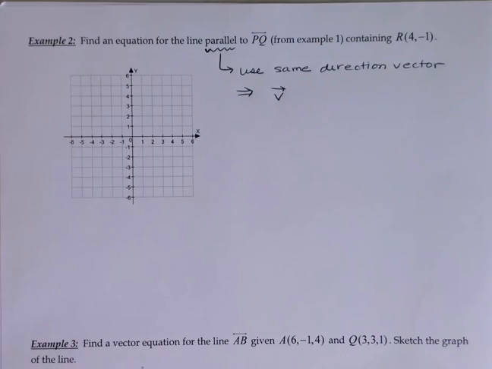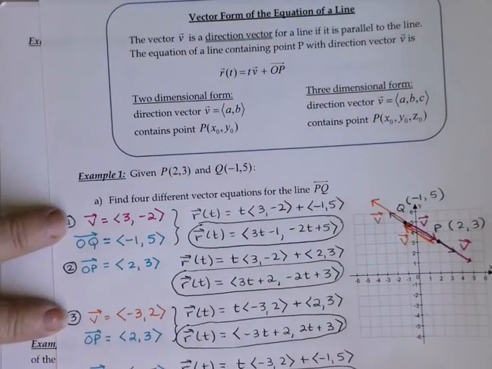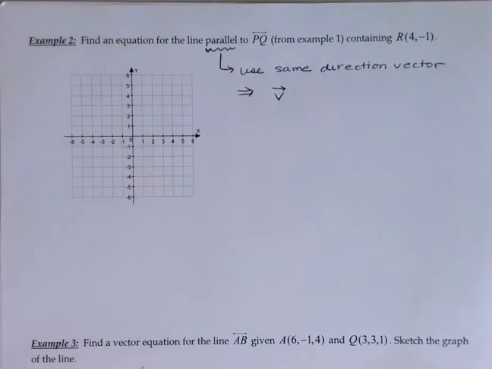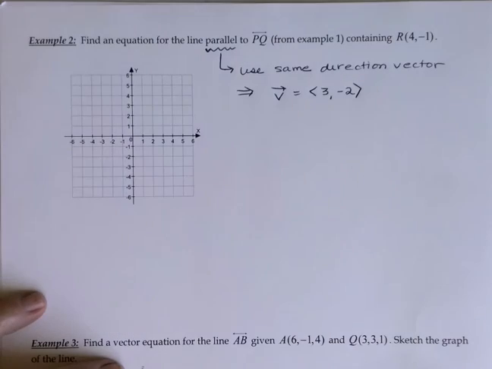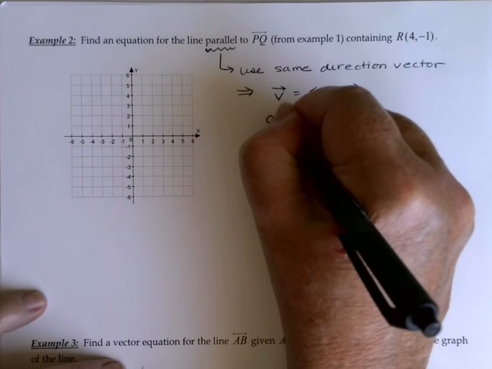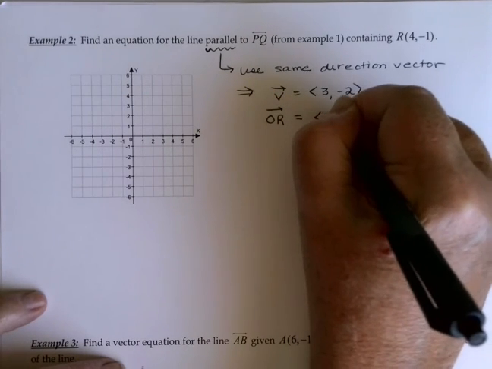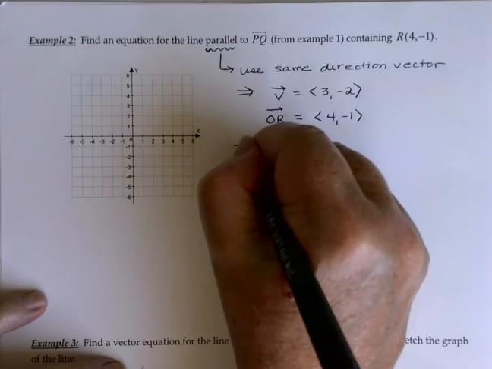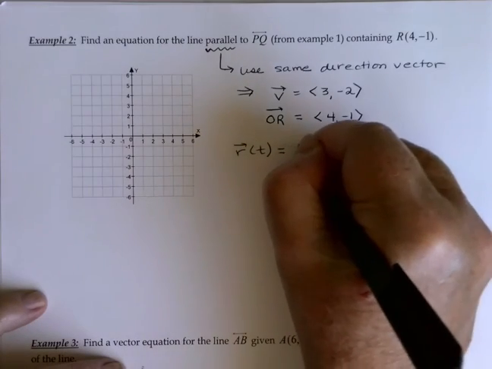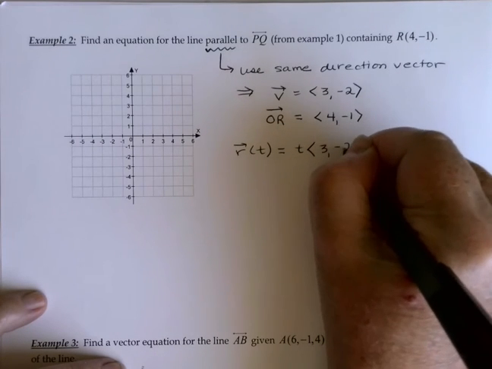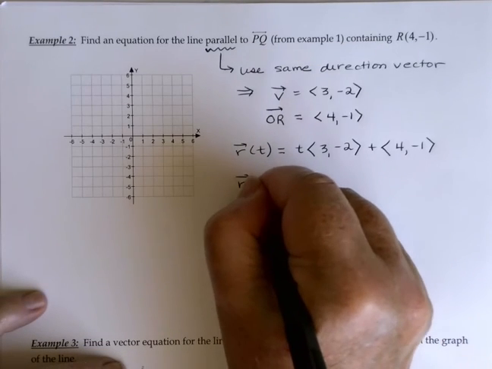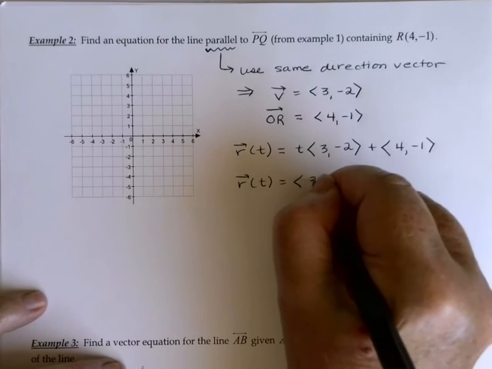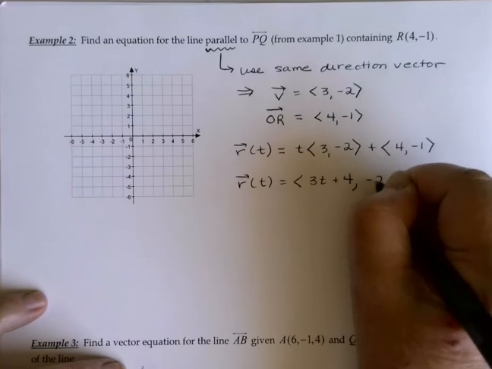Now this is a whole line, not just a piece of a line or in any particular direction, so it really doesn't matter which of these I use. I'll just go ahead and use 3, negative 2. We also know we want to contain the point R, 4, negative 1. So this time, instead of OP or OQ, I'll make a vector OR, 4, negative 1. And that means that my vector equation, r of t, is t times the direction vector, 3, negative 2, plus that vector from the point, 4, negative 1, which is 3t plus 4, negative 2t minus 1.